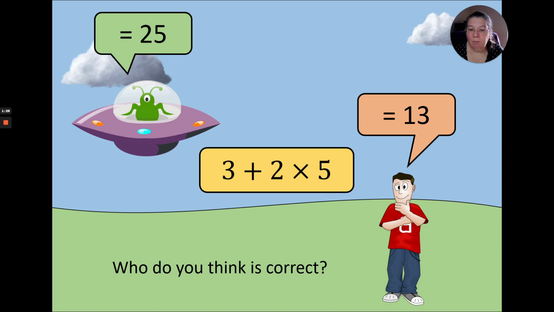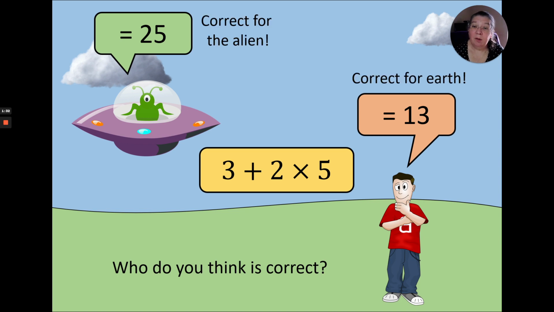Now, let's have a look. They are both correct for the different places. So if we're on Earth, 13 is correct. If you're an alien, that would be correct for your rules. Now, many thousands of years ago, we didn't have any rules for how we would do these questions, and people would come up with different answers. As you can see there, the alien got one answer, which if we work from left to right was correct. The human came up with another answer because we're using a different set of rules.